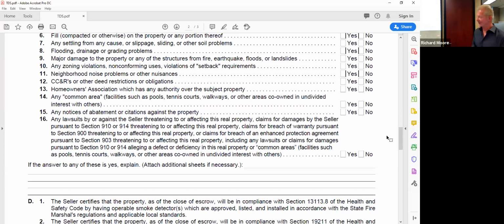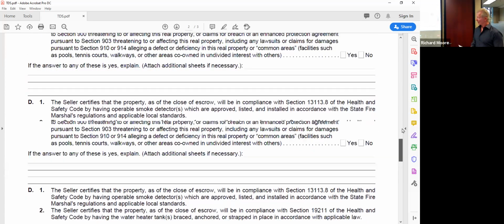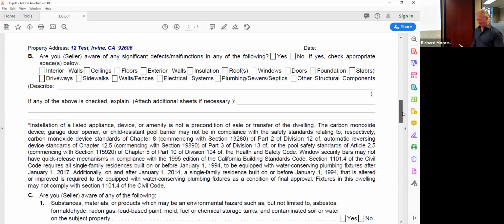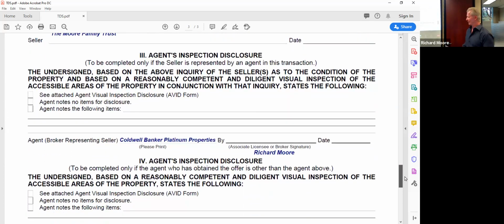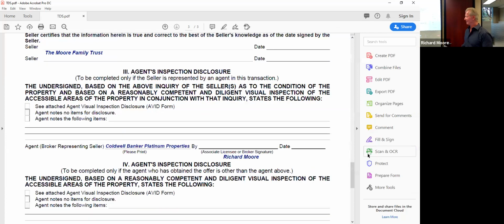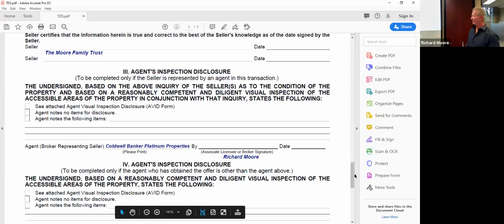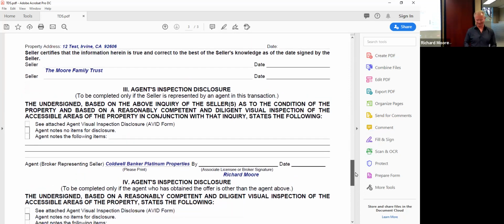And if we look at the top of section or page 2, seller must sign, right? And then section 3, agent's inspection disclosure. So the agent should want to do one of the 3 items, complete the AVID, or write in the information associated with their inspection under section 3. So when we deliver that and we've completed sections 1, 2, and 3, the TDS is considered complete. Any questions about that?